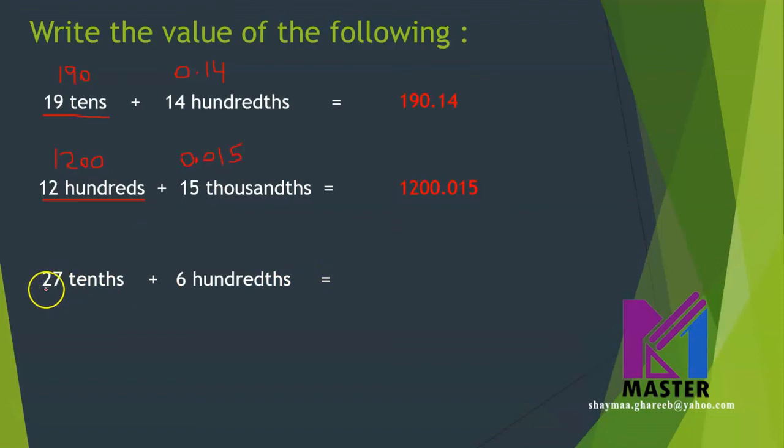Now look at this example, 27 tenths plus 6 hundredths. 27 tenths. The word tenths means divide by 10. So it will be number 2.7. 6 hundredths is 0.06. So these two numbers together make 2.7 and 6 in the hundredths place. So it will be 2.76.